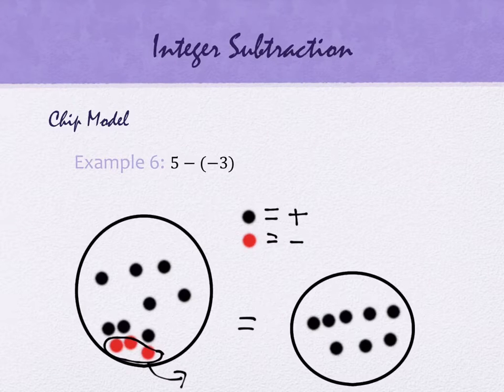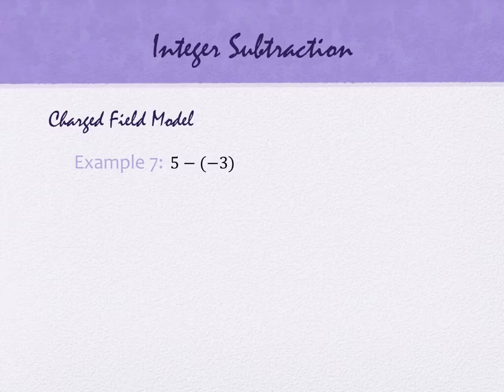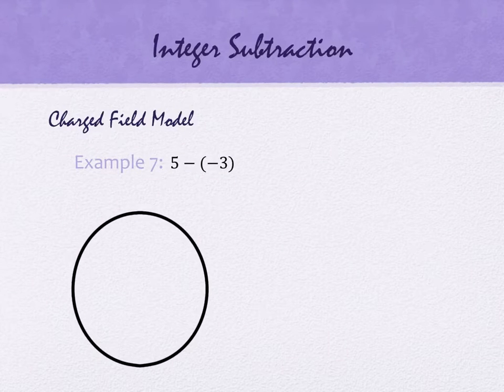Of course, it works very similarly for subtraction for the charged fields model. If you remember, the only difference between the chip model and the charged fields model is the symbols we use. Instead of using black dots and red dots, or black chips and red chips, if we were doing this in real time, we're using charges, and those charges are pluses and negatives. So a positive 5 would be 5 positives.